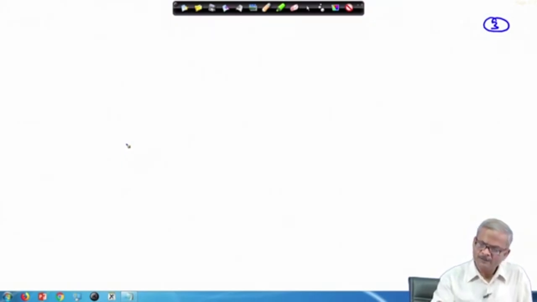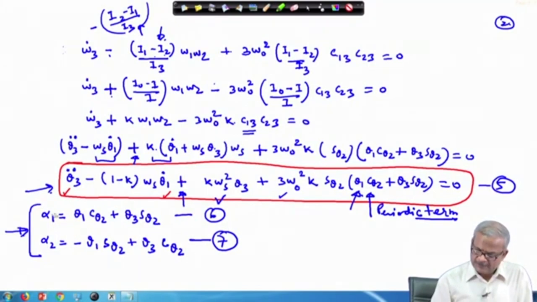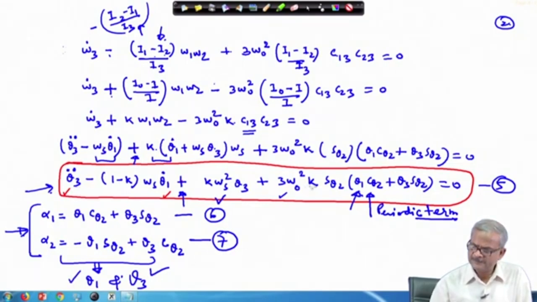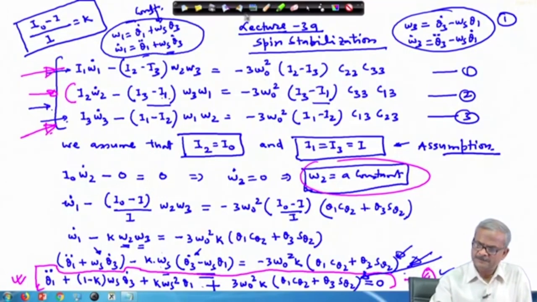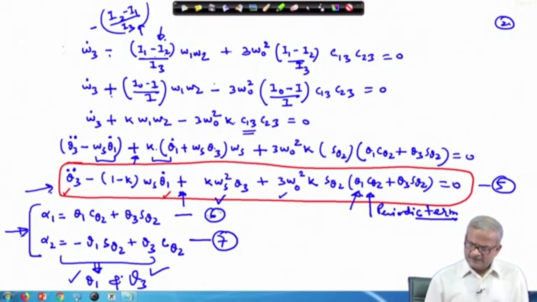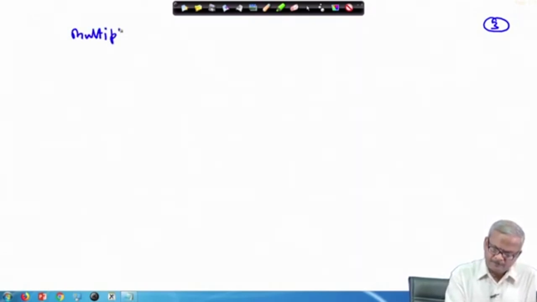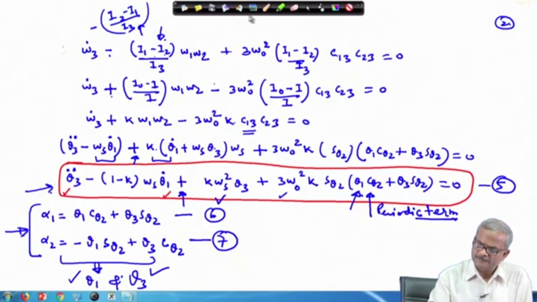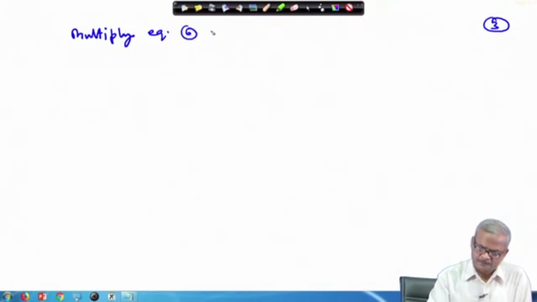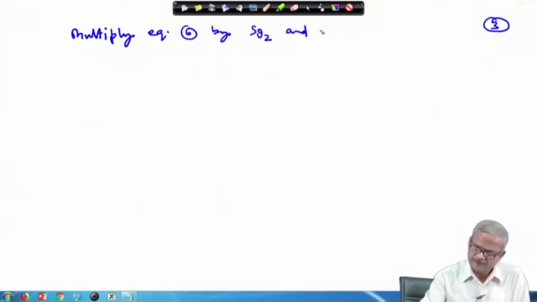Okay, now once we have assumed this, we can solve it in terms of theta 1 and theta 3. So from here our objective first is to get theta 1 and theta 3. So once we get this theta 1 and theta 3 in terms of alpha 1 and alpha 2, we'll insert in this equation and in the previous equation here in this place. And by inserting, we will be able to simplify these equations quite a bit. So, multiply equation 6 by s theta 2 and equation 7 by c theta 2 and add.